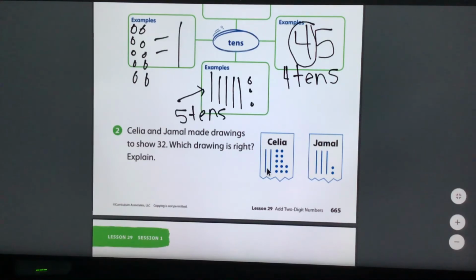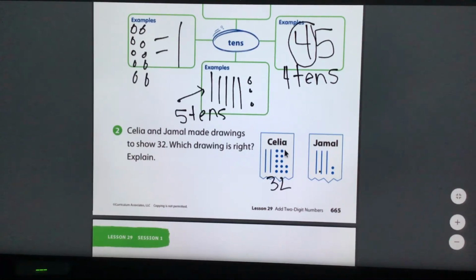If she only has 2 tens, does that mean she's wrong right away? No, it does not, because look at all these ones she has here. You definitely want to make sure you count those, because she also could have extra ones here. So let's see. So we're at 10, 20, 21, 22, 23, 24, 25, 26, 27, 28, 29, 30, 31, 32. Celia has 32.